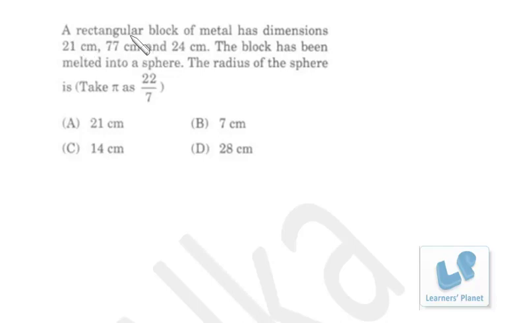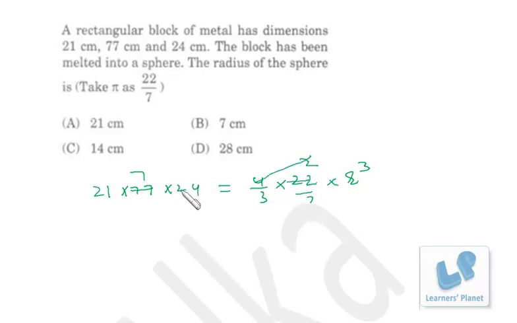So what will be the volume of the rectangular block? That is 21 into 77 into 24, and it is converted to a sphere. So what will be the volume of the sphere? That is 4 upon 3 pi r cube, right? Now let's solve it. 11 7 11 2. Now this is 8 and this is 3. So we have 21 into this, 21 into this, 21. So that is r cube. No need to multiply. r cube is 21 cube. That means r is 21, right? Pretty simple.